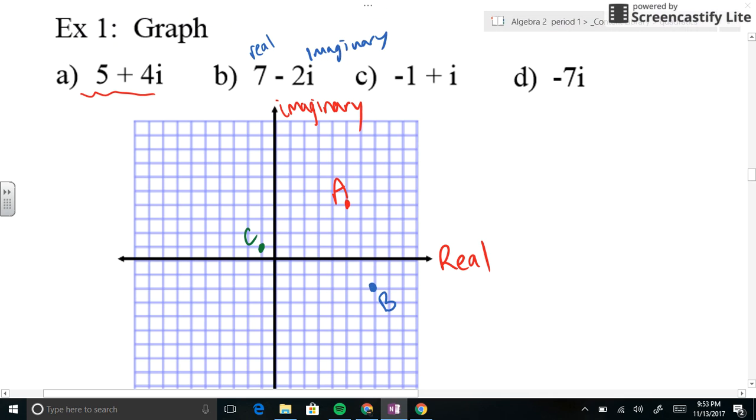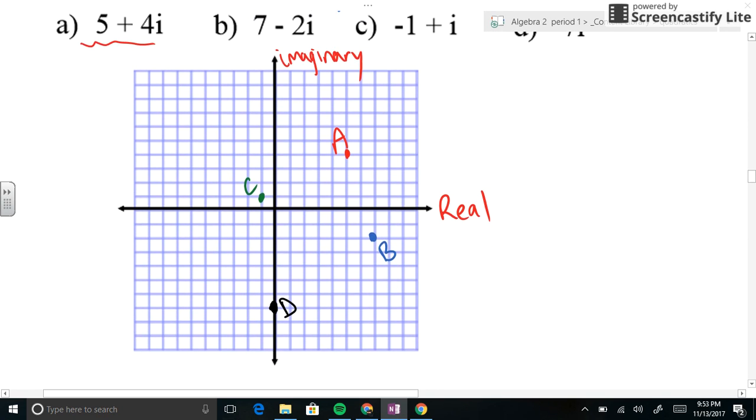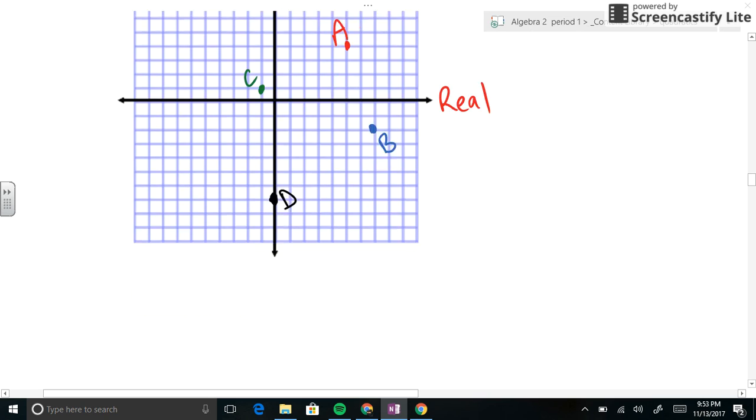And the last one we want to plot is negative 7i. There is no real part, so we don't go left or right. We just go down 7 on the imaginary axis, so down 1, 2, 3, 4, 5, 6, 7, and put a dot, and that would be the point D, which would be on the imaginary axis. And that's how you graph real and imaginary numbers, or complex numbers.